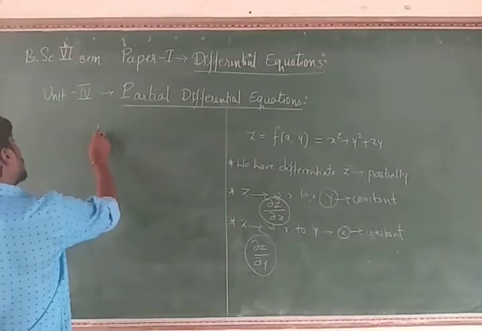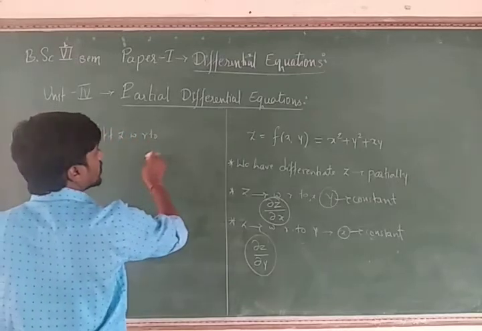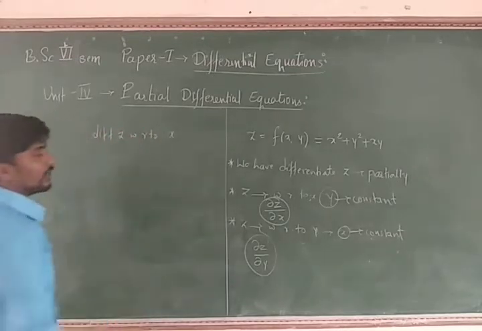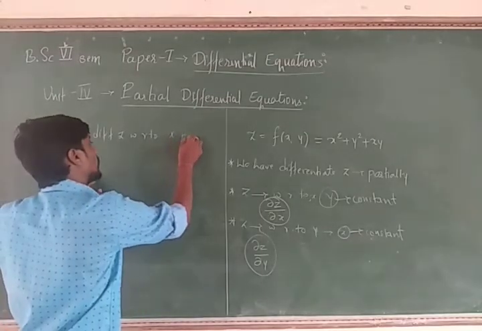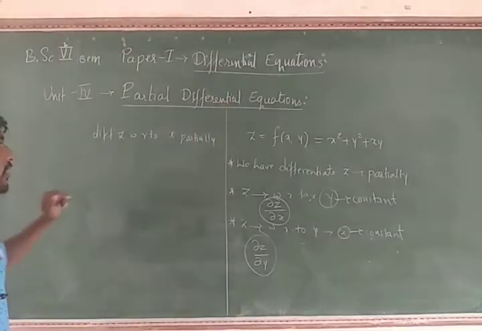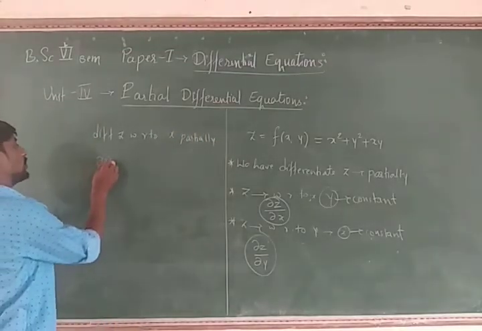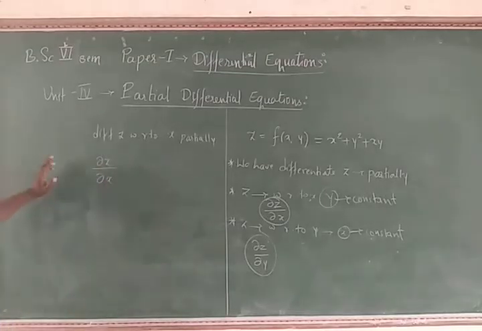So differentiate z with respect to what? It is x. So differentiate z with respect to x partially. Okay, so partial we have to differentiate here. After differentiation, what do we denote? Dou z divided by dou x. Likewise here we have dy by dx, like here also dou z divided by dou x.